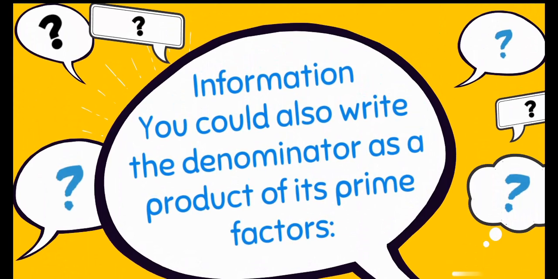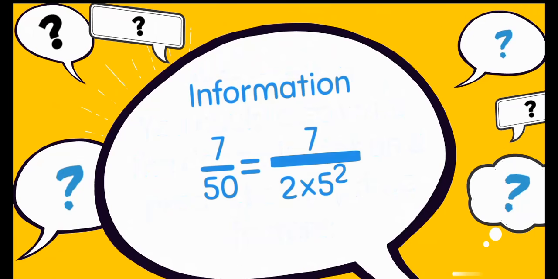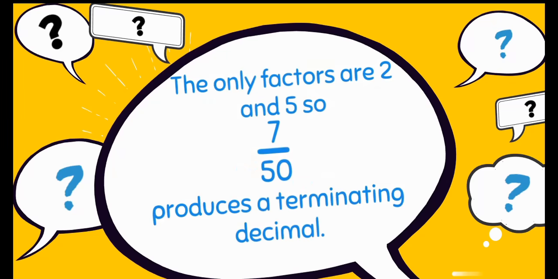Further information: you could also write the denominator as a product of its prime factors. 7/50 is equivalent to 7 over 2 times 5 squared. The only factors are 2 and 5, so 7/50 produces a terminating decimal.